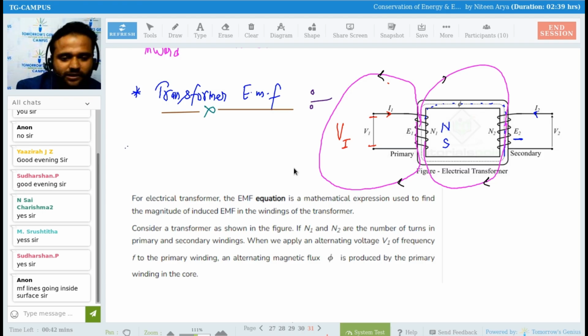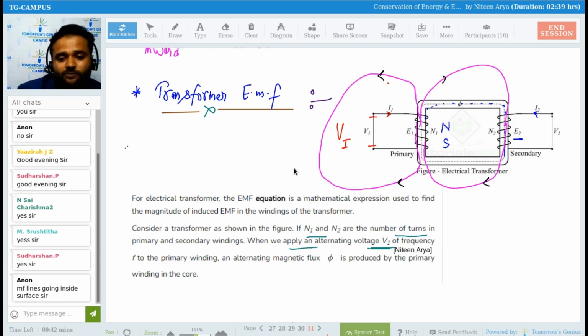For an electrical transformer, the EMF equation is a mathematical expression used to find the magnitude of the EMF in the winding of the transformer. Now consider a transformer as shown in the figure. N1 and N2 are the number of turns in the primary and secondary windings.